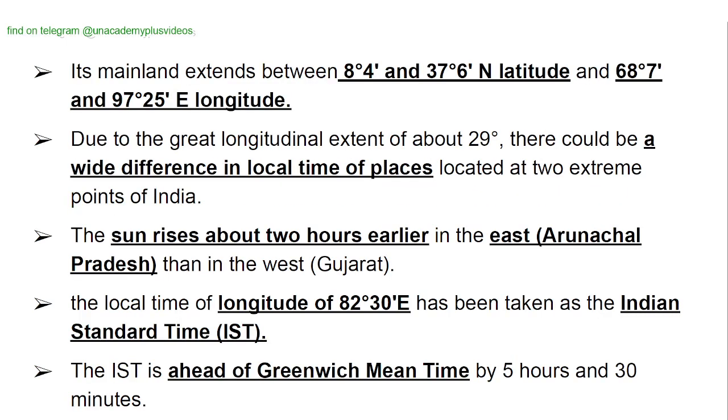Its mainland extends between 8 degrees 4 minutes and 37 degrees 6 minutes north latitude and 68 degrees 7 minutes and 97 degrees 25 minutes east longitude. Due to the great longitudinal extent of about 29 degrees, there is a wide difference in local time of places located at two extreme points in India. The sun rises about 2 hours earlier in Arunachal Pradesh in the east than in Gujarat in the west. The local time of longitude 82 degrees 30 minutes east has been taken as the Indian Standard Time. Indian Standard Time is ahead of Greenwich Mean Time by 5 hours and 30 minutes.